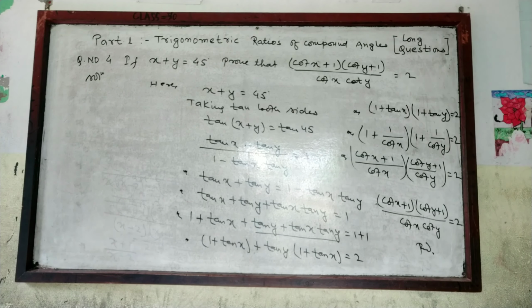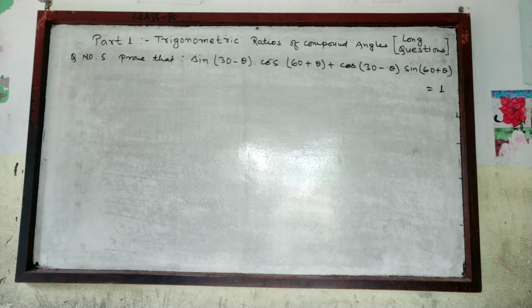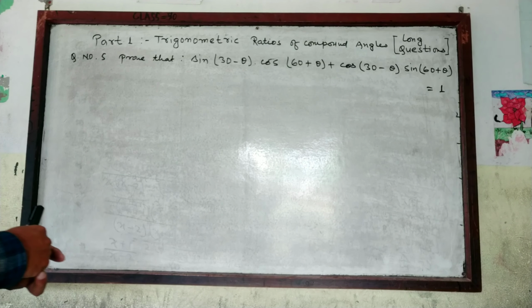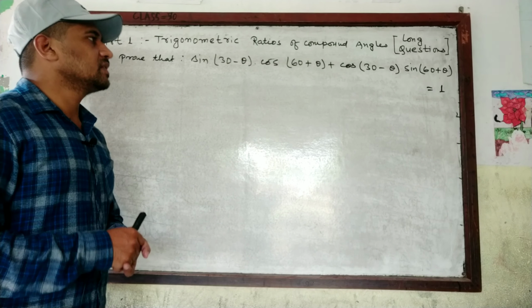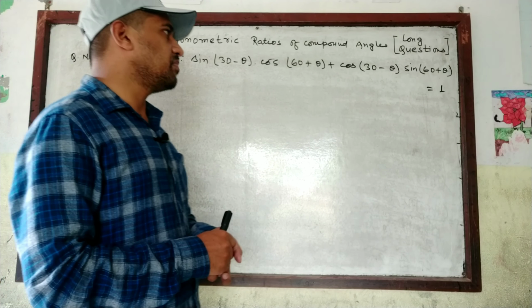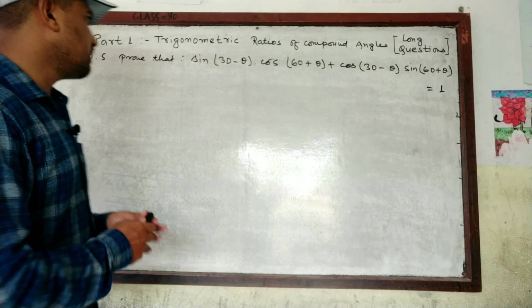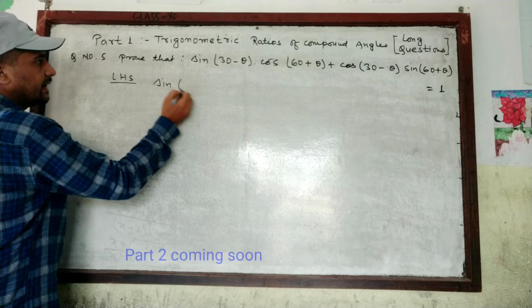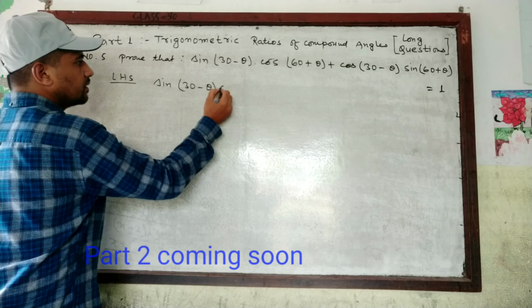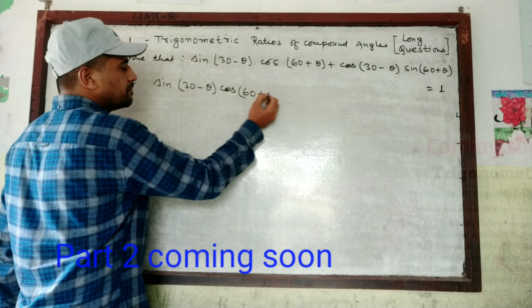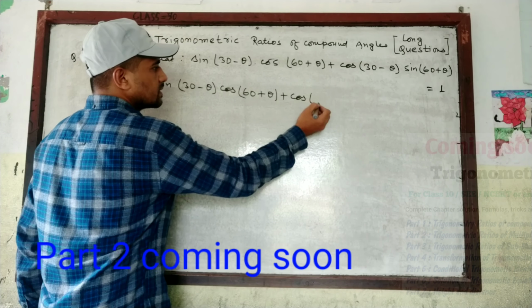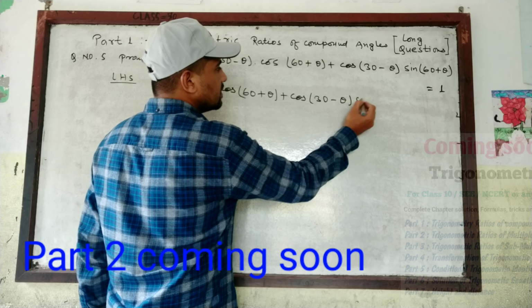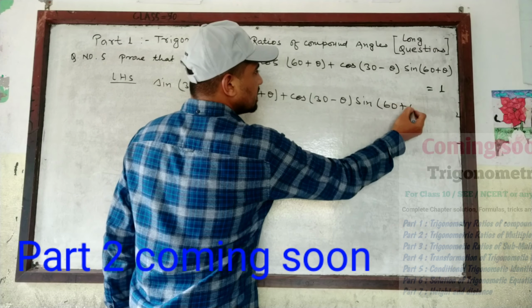Now the last question I will describe to you. Look at it properly. The next question is, prove that sin(30 minus theta) cos(60 plus theta) plus cos(30 minus theta) sin(60 plus theta) is equal to 1. So we have to take LHS here. LHS: sin(30 minus theta) cos(60 plus theta) plus cos(30 minus theta) sin(60 plus theta).